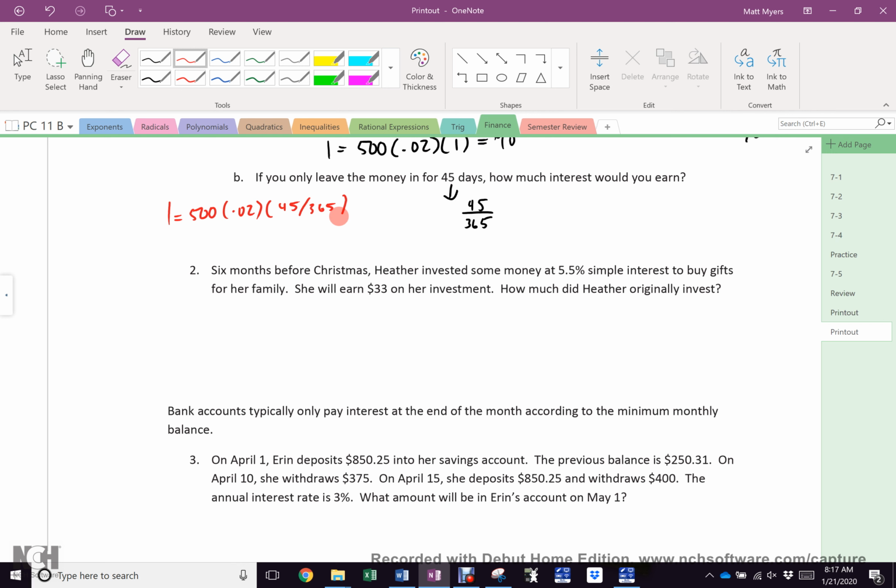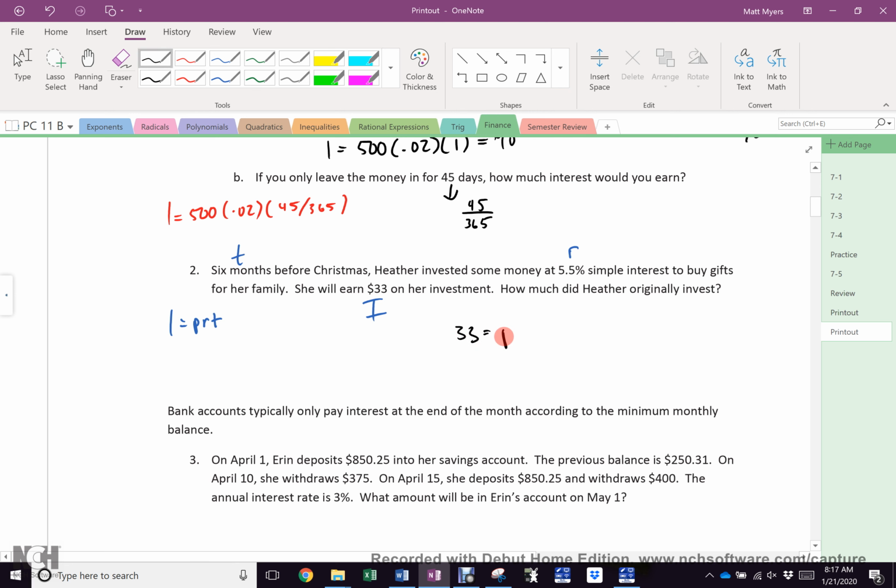6 months. This is different. Heather invested some money at 5.5% to save money. She will earn $33. How much did she originally invest? I equals PRT. What's our I? We do not know. Or sorry, we know our I. What's our R? The 5.5%. There's our R. What's our T? 6 months. We're missing P. So we would fill it in.